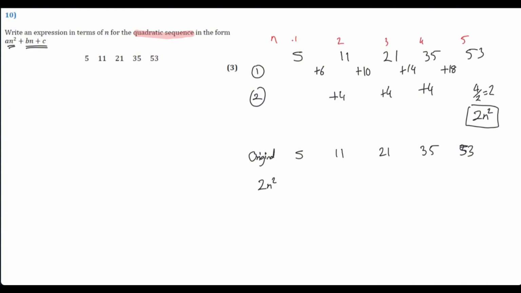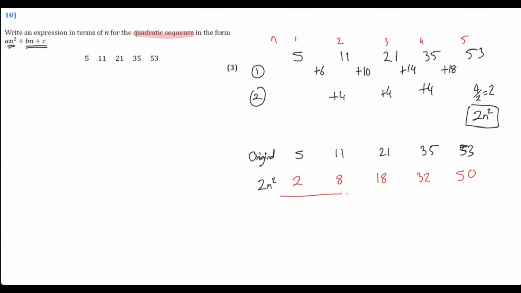So if I do n squared, 1 squared is 1 times by 2, this will be 2. 2 squared is 4, times by 2 is 8. Do the same for all of these. 3 squared 9 times 2 is 18. 16 times 2 is 32. 5 squared is 25 times 2 is 50.